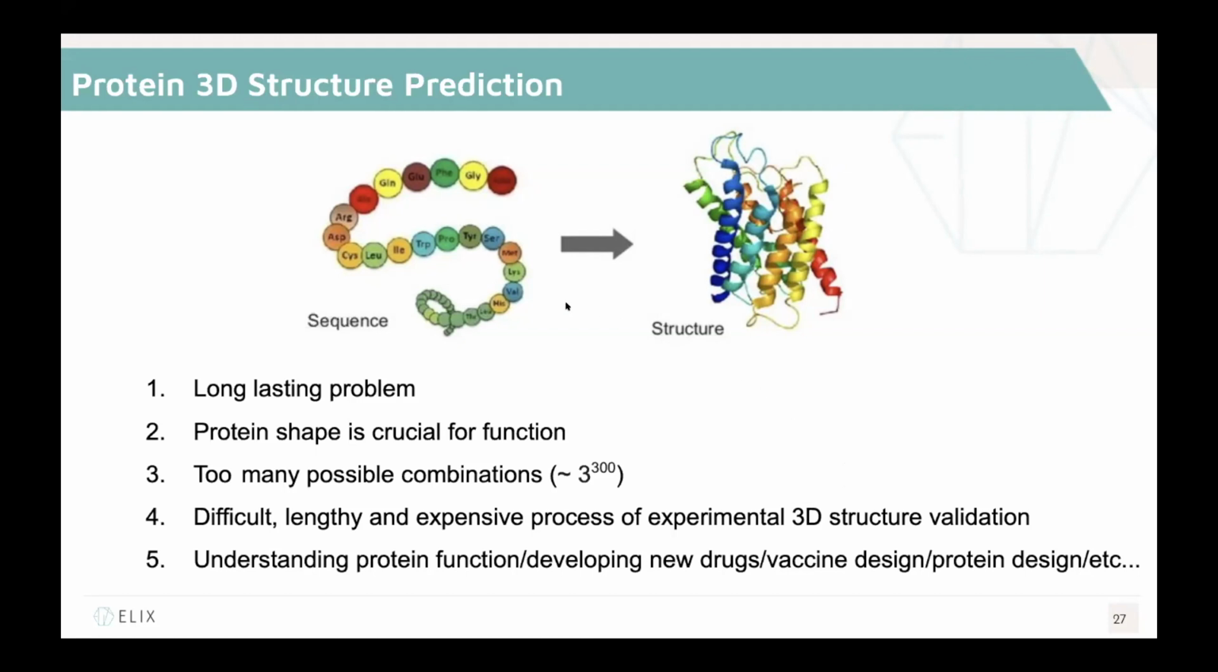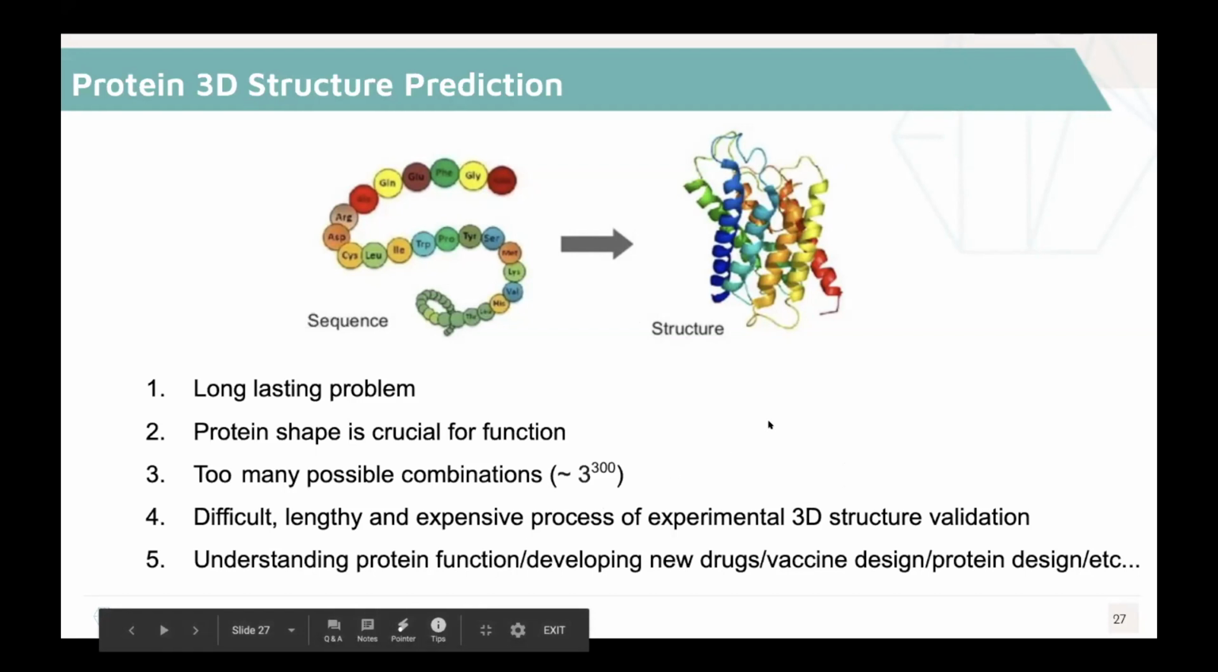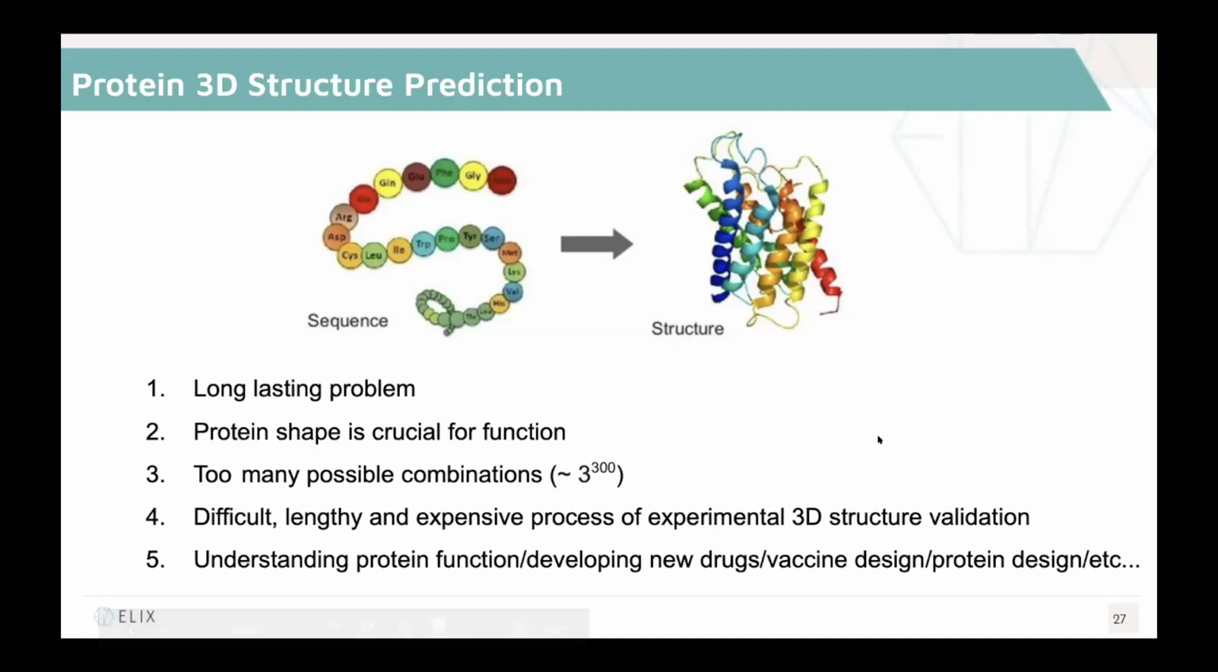And it's important for us to understand the structure of the protein so that we can infer some information about the function, develop new drugs, maybe design vaccines, design new proteins with certain functions, etc.